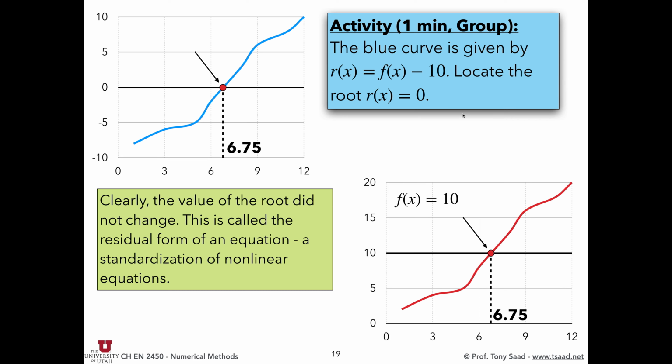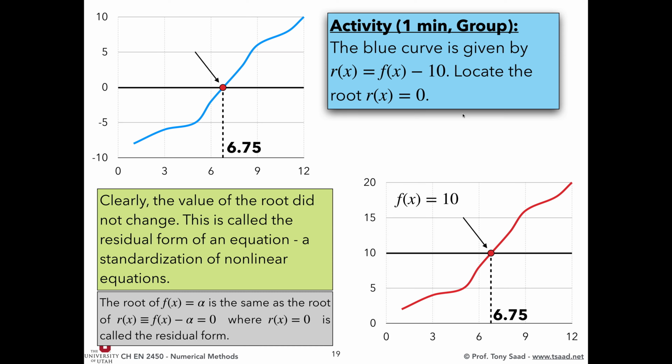So in other words, what we did, we said f of x equal 10 is equivalent to solving f of x minus 10 equals 0. Now f of x minus 10, that's called the residual form of an equation. In general, the root of f of x equal alpha is the same as the root of r of x equal f of x minus alpha equals 0, where r of x equals 0 is called the residual form.